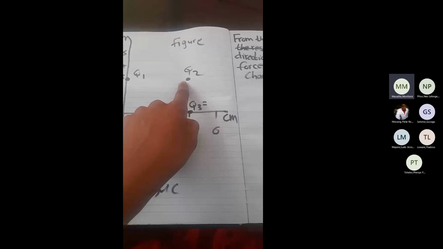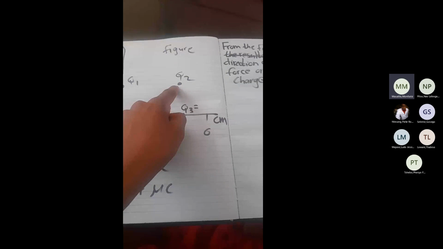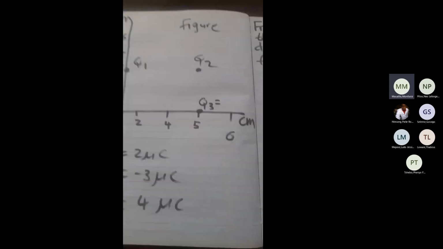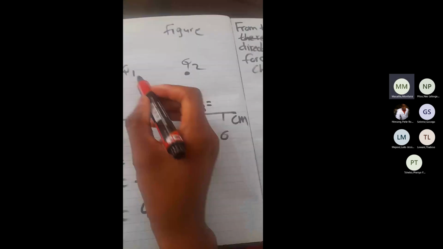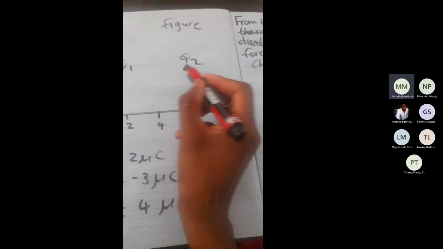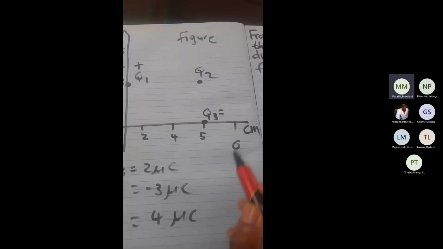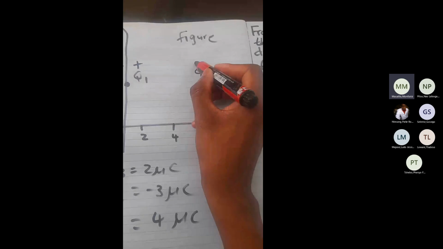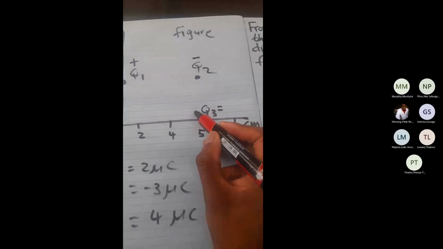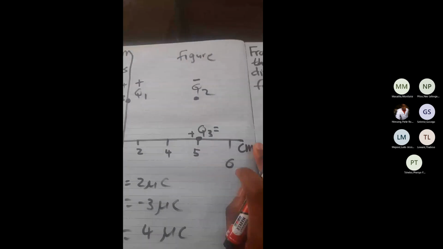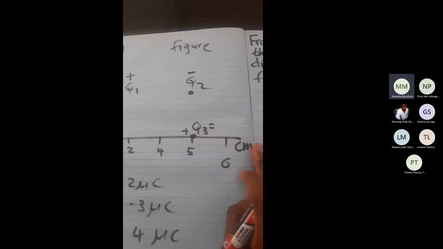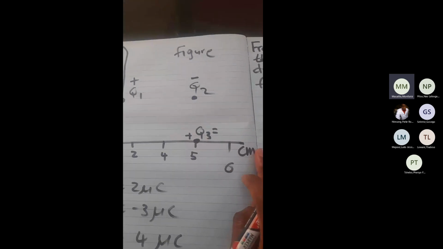So you need to calculate the Coulomb's force acting on Q2. I want you to pay attention here. It means this force is positive, this force is negative, and this force is what? Positive. So calculate the magnitude and direction of the Coulomb's force on a negative charge.